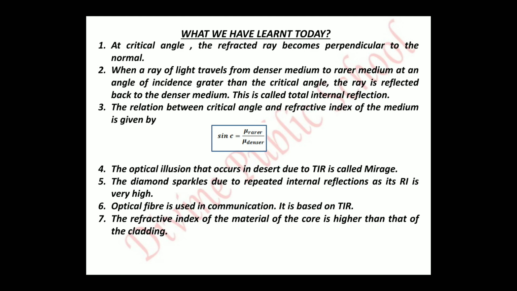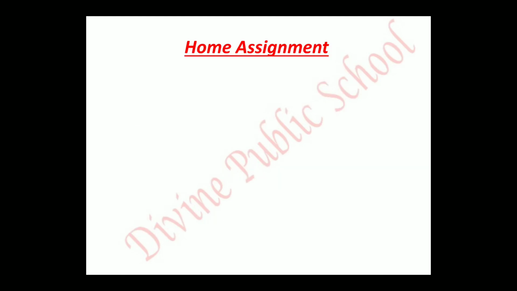Now, what is the home assignment for today? Can the critical angle of any medium be pi by 2? Justify your answer. Think. If it is yes, then justify, give an example. And if it is no, then also justify your answer. Second one is, what is the critical angle of water? The refractive index is 4 by 3. So from the refractive index you must calculate the critical angle of water.